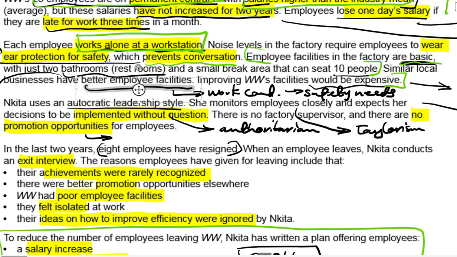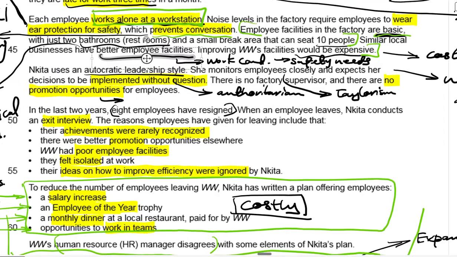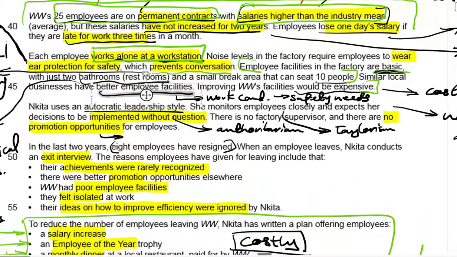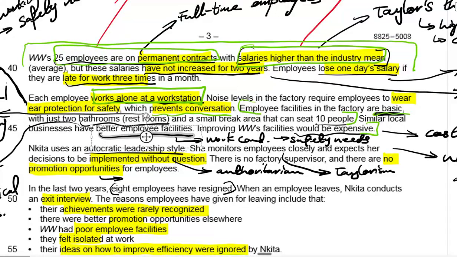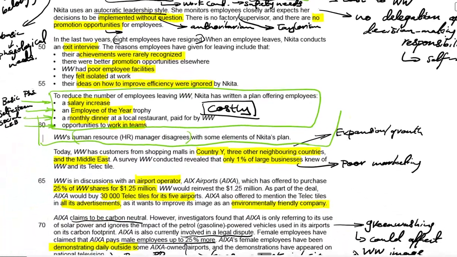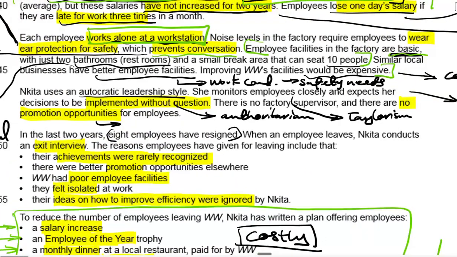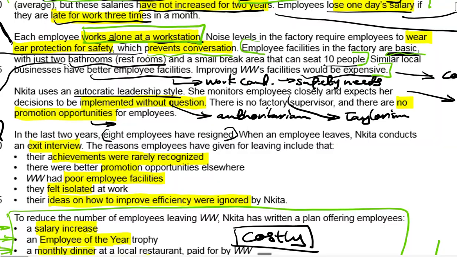25 employees, and how many leave? I think we had 10 people leave every year. We can find that somewhere. 8 employees have resigned, right? So that's 4 out of 25 per year in the last 2 years. So this is an important one as well. 8 employees have resigned. Then we have when an employee leaves, conducts an exit interview.